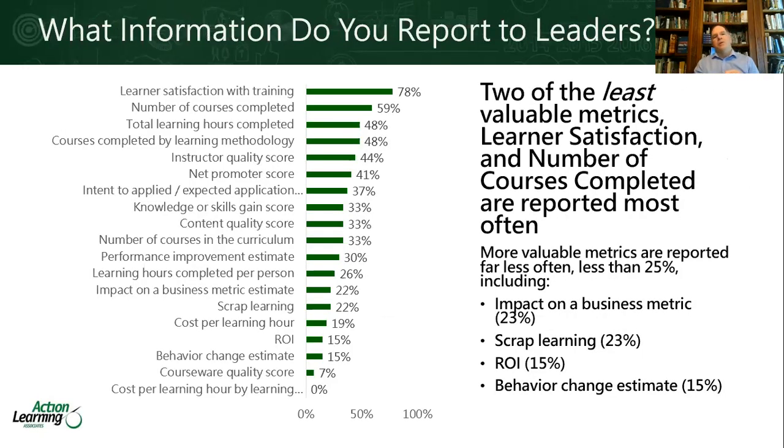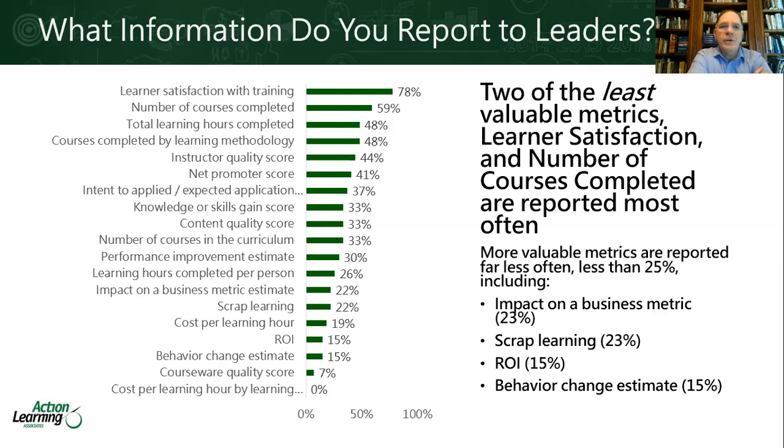Now, what do L&D groups actually report to their leaders? We have a lot of metrics shown here on the left-hand side. Take a second to read through those, and you might realize pretty quickly that the least valuable information is reported most often, and the most valuable information is reported least often. So looking at this, learner satisfaction with training is reported by 78% of respondents. But we know that learner satisfaction is not predictive of application and performance improvement and business improvement. So it's a relatively useless metric.